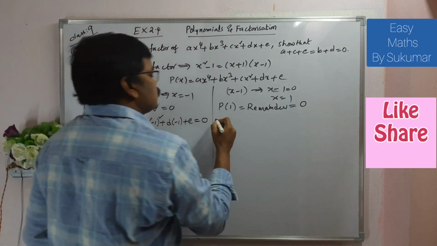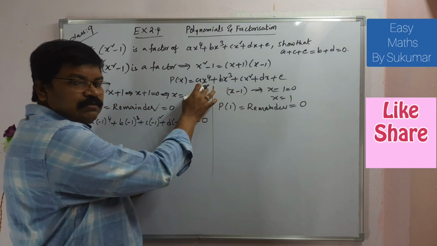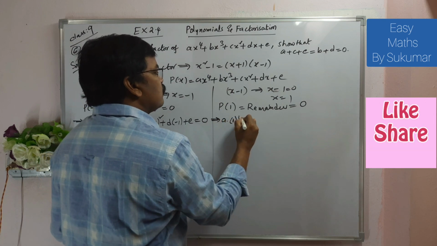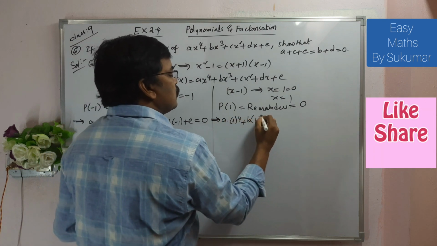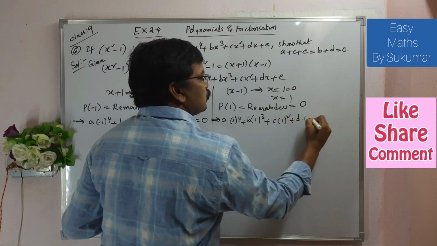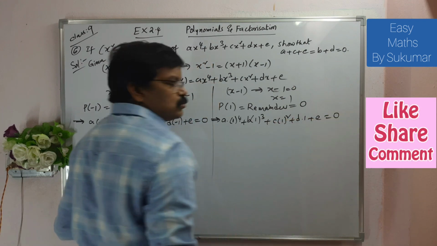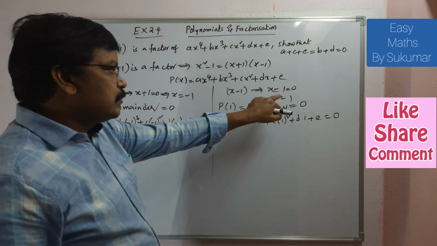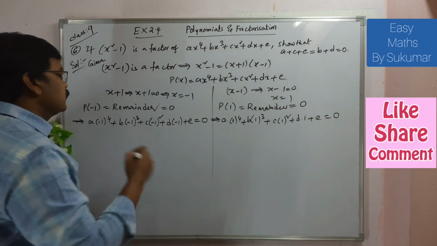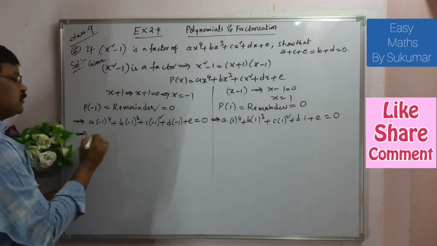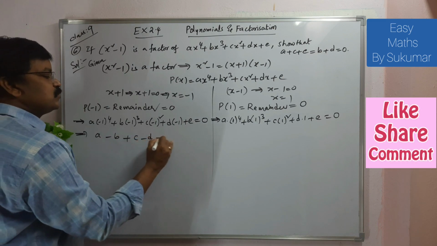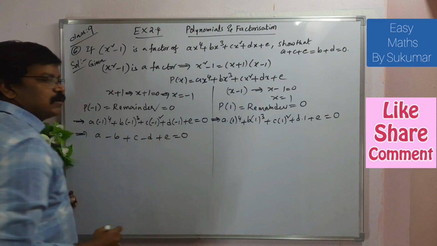Right. Here also just substitute x is equal to 1 in the given polynomial. That implies a times 1 whole power 4 plus b times 1 whole cube plus c times 1 whole square plus d into 1 plus e. This is equal to 0, since x minus 1 is a factor of this p of x. Right. Let us simplify here. This is a minus b plus c minus d plus e. This is equal to 0.